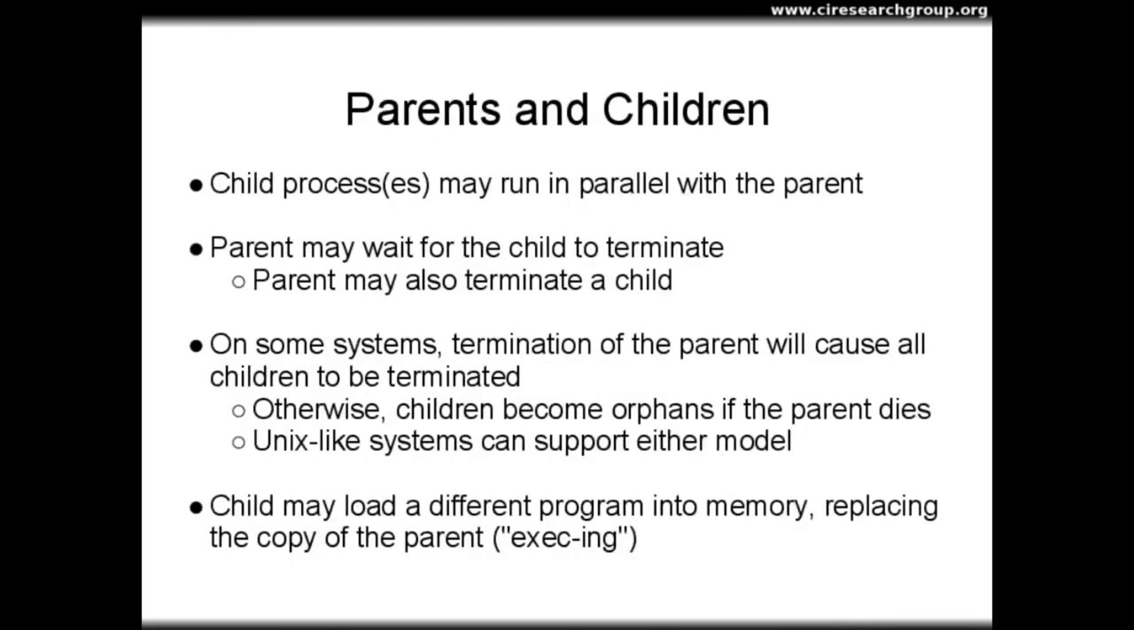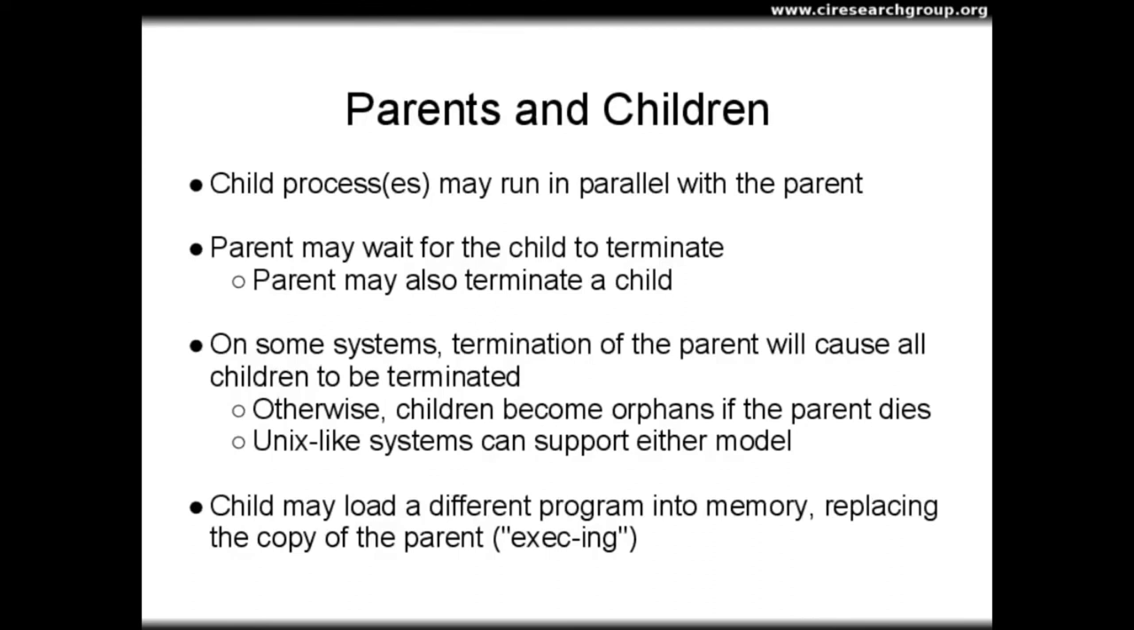Once a child process is forked, the child becomes an independent instance of the program, which can be scheduled to run in parallel with the parent. However, the parent process can be coded to wait on the child process to finish executing before the parent proceeds. Furthermore, the parent process is able to terminate the child process at any time. On some systems, termination of the parent process will terminate all child processes automatically. On other systems, child processes become orphan processes whenever the parent terminates. Unix-like systems, including Linux, have the ability to support both models.